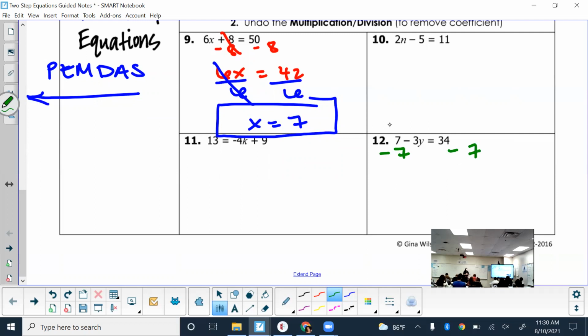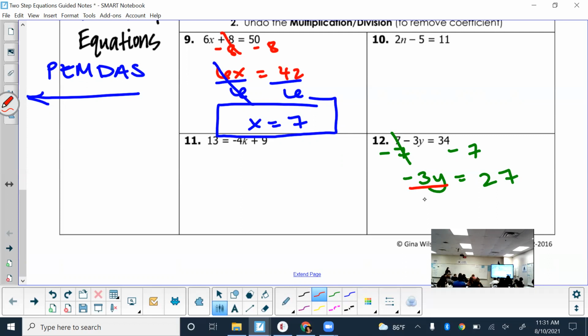What happens to the 7s on the left side? They cancel out. Then I have negative 3y. What's 34 minus 7? 27. Good. Now get rid of that negative 3. How do I get rid of it? So I heard two things. Do I divide by 3 or negative 3?